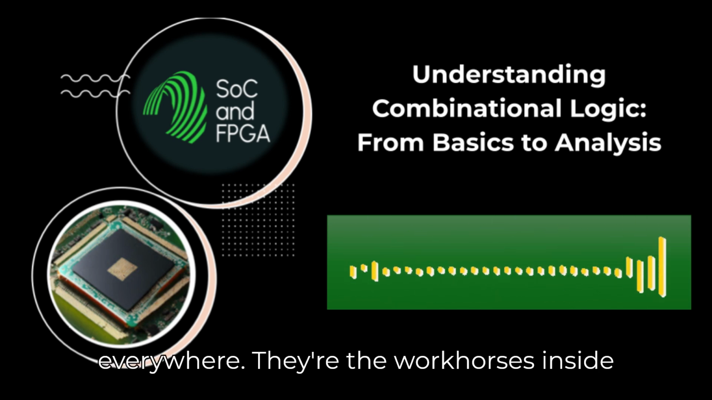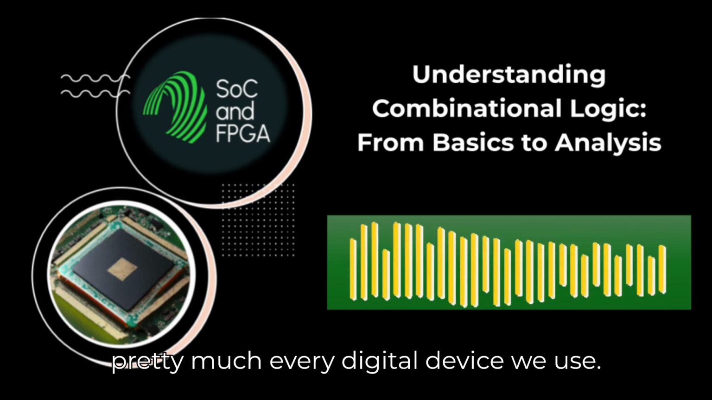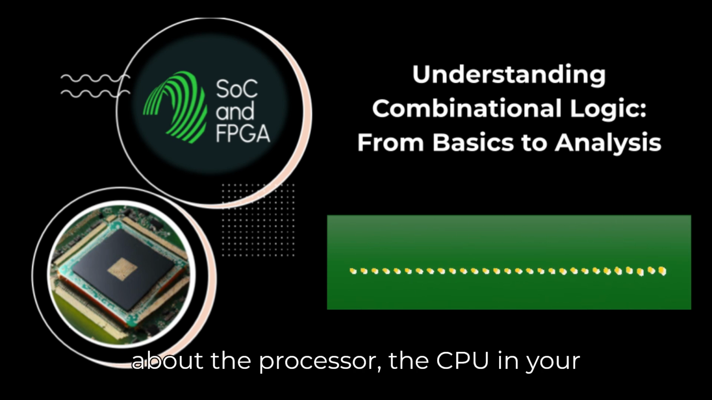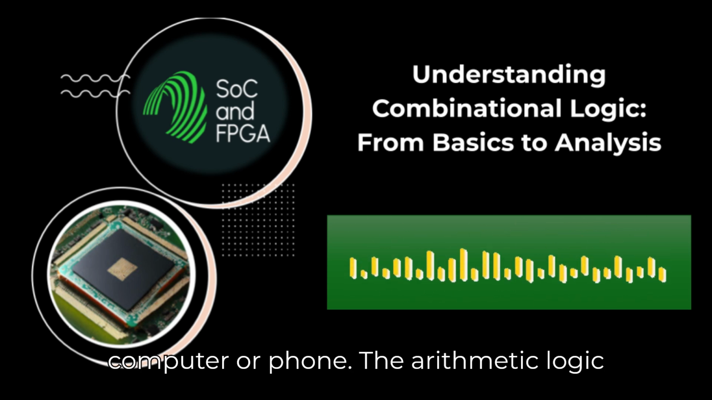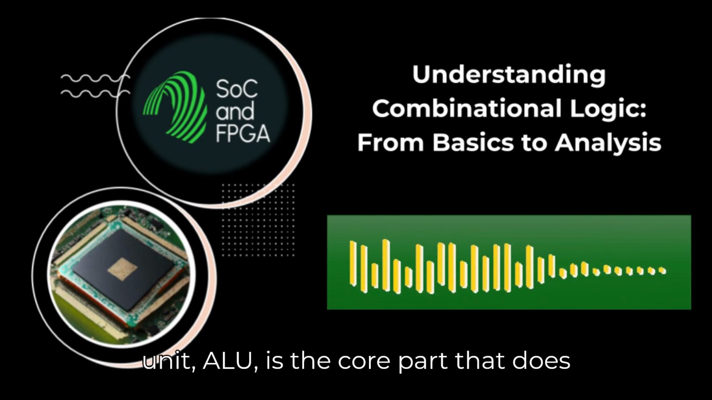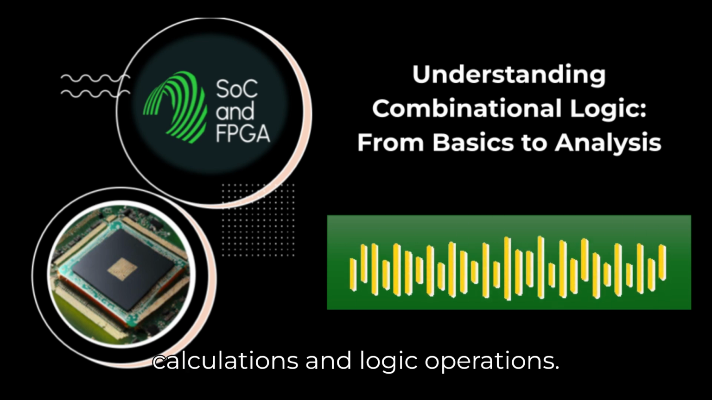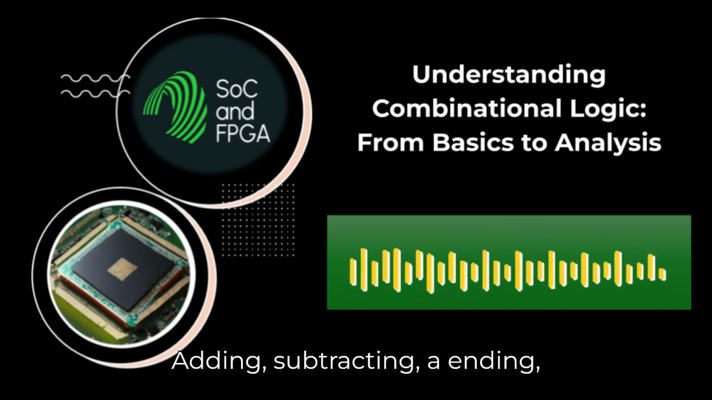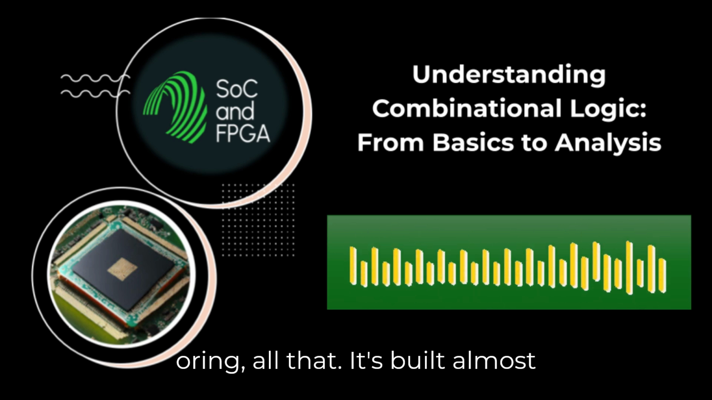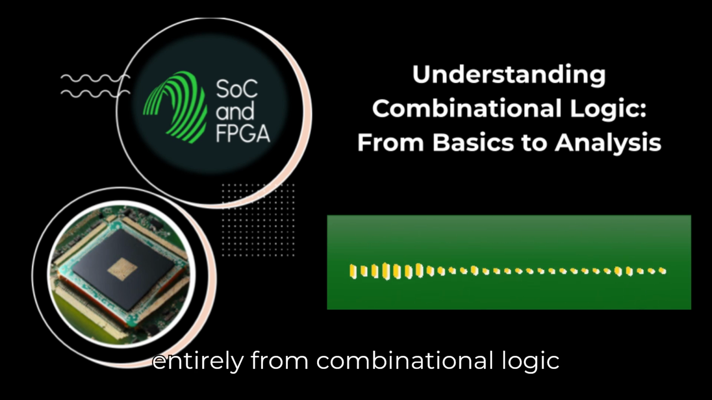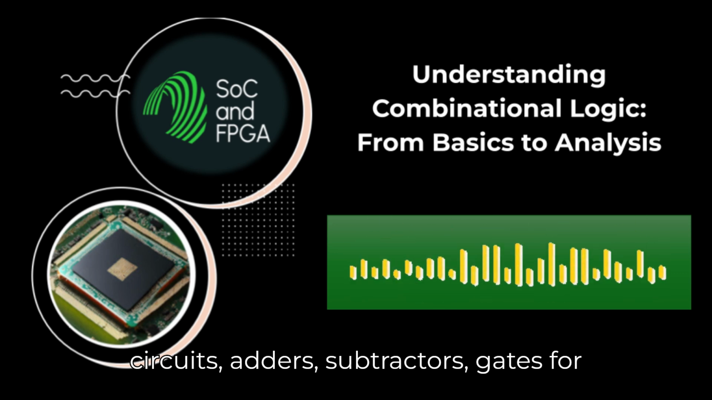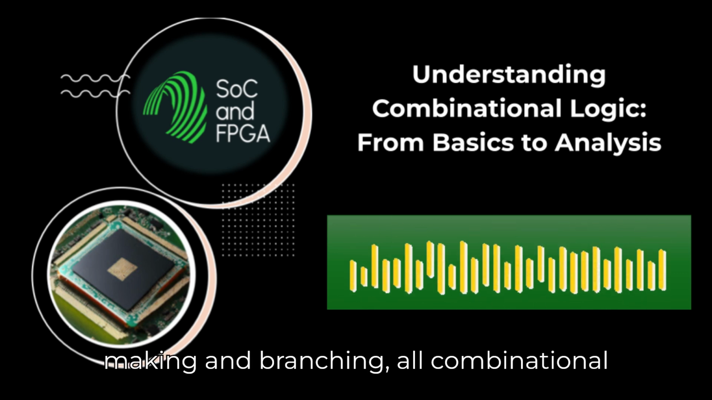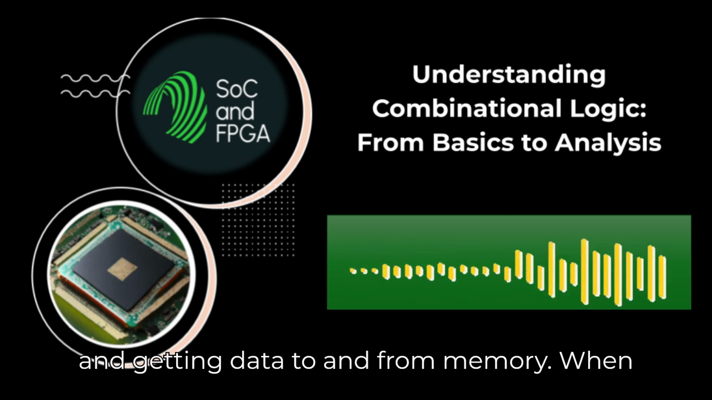It's incredible, though, that despite these potential issues, these combinational circuits are just everywhere. They're the workhorses inside pretty much every digital device we use. They are absolutely indispensable. Think about the processor, the CPU in your computer or phone. The arithmetic logic unit, ALU, is the core part that does calculations and logic operations. Adding, subtracting, ANDing, ORing. All that. It's built almost entirely from combinational logic circuits. Adders, subtractors, gates for bitwise stuff, comparators for decision-making and branching. All combinational.